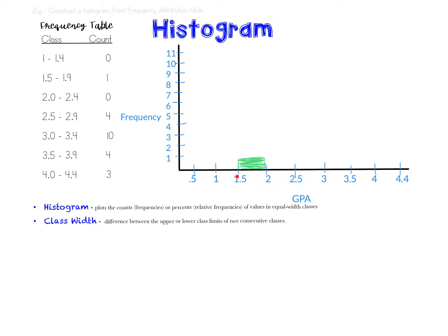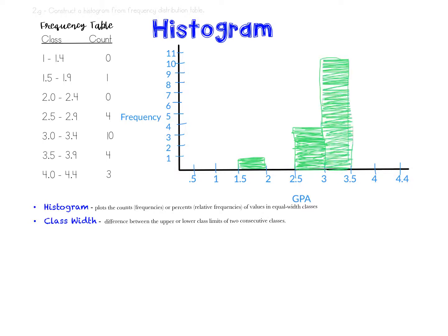So from 1.5 to 1.9, I had 1, so I went up 1. From 2.0 to 2.4, I had 0, and then 2.5 to 2.9, I had 4. And then my highest was 3.0 to 3.4, which was 10, and then 3.5 to 3.9, I had 4 again. And lastly, there are 3 people in our class that have a GPA higher than a 4.0 for their weighted GPA. So I can see the distribution a little bit better of all those numbers when I group them together.